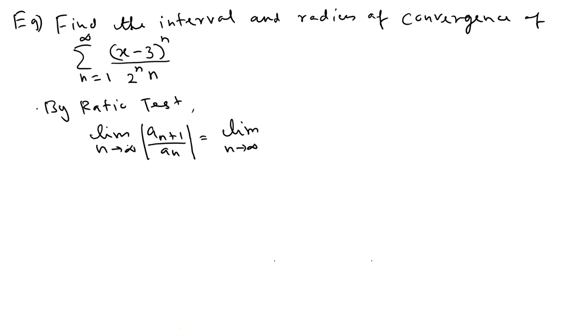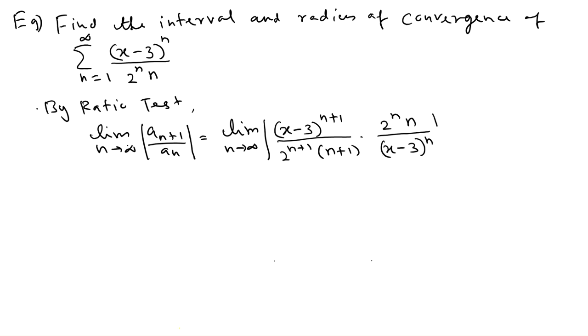As n goes to infinity, sigma. So let's plug in n plus 1 first. So it is (x minus 3) to the n plus 1 over 2 to the n plus 1 and n plus 1. And then similarly, n, but it's 1 over. That means you write the terms upside down. So this is 2 to the n goes to the top, n, and in the bottom it is (x minus 3) to the nth power.